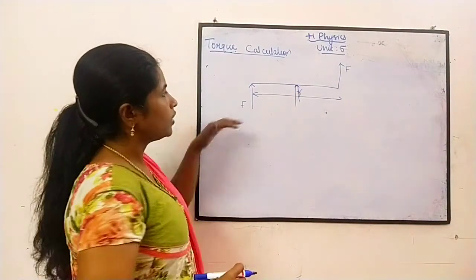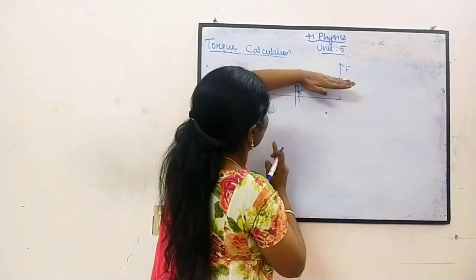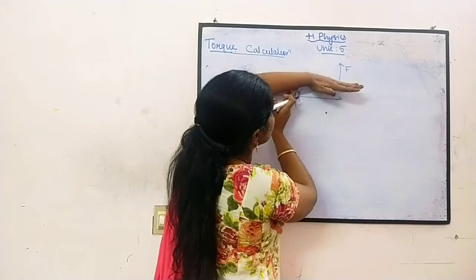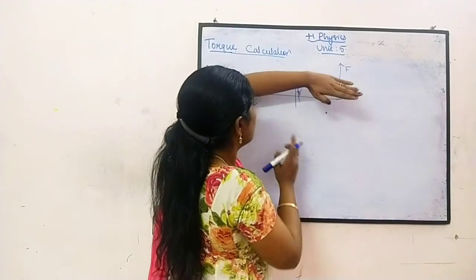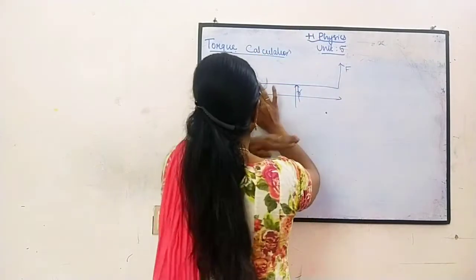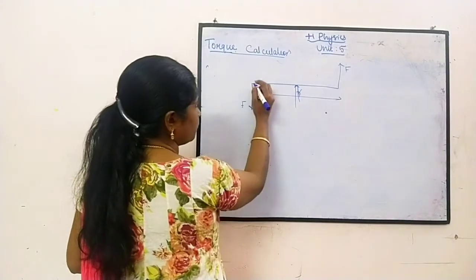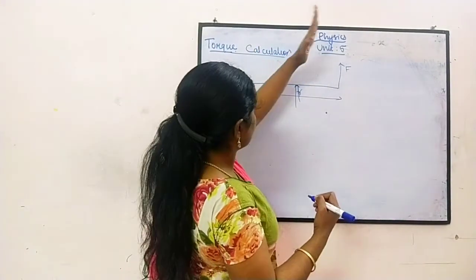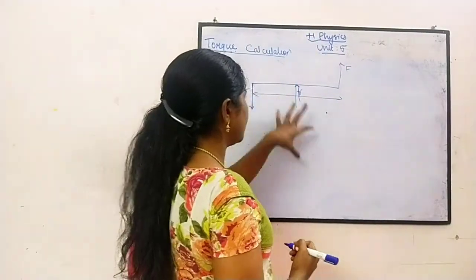Suppose you apply a force here and apply another force here. This becomes the pivot, right? So what happens, it will rotate like this, with equal and opposite forces. This comes down and this goes up. Because of this, a rotating effect happens.